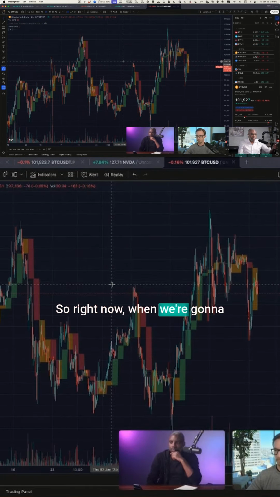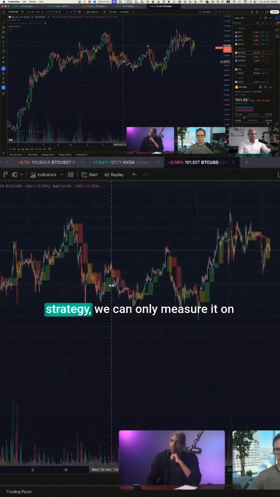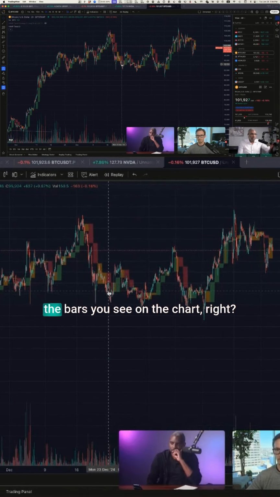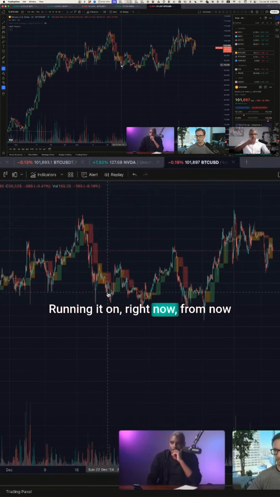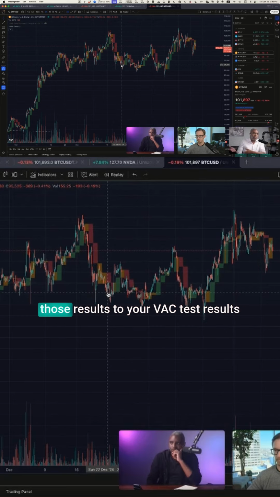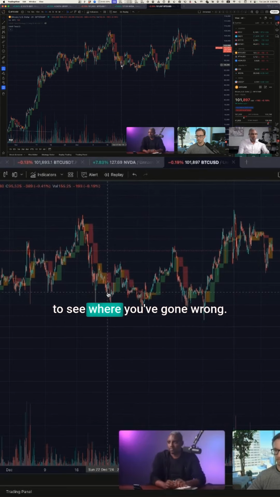So right now, when we take a look at the results for the strategy, we can only measure it on the bars you see on the chart, right? And the bars you see on the chart right now are all the past. We're making an assumption that the same sort of conditions will exist in the future, but it's no guarantee. And so, like Mike was saying, you can find out all kinds of problems with your thinking by, after you finish designing a strategy, running it from now into the future, and then comparing those results to your backtest results to see where you've gone wrong.